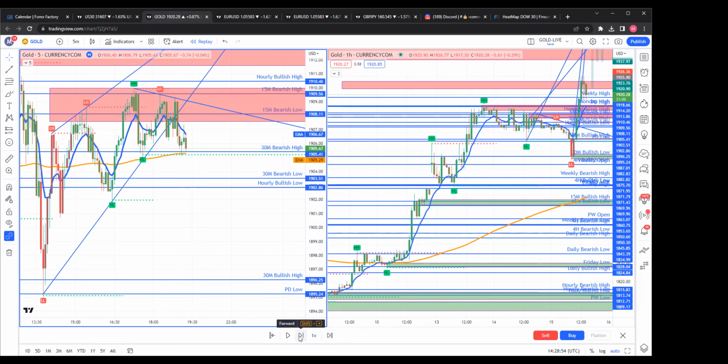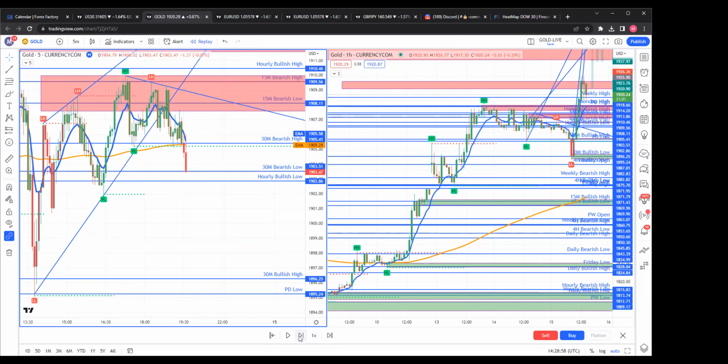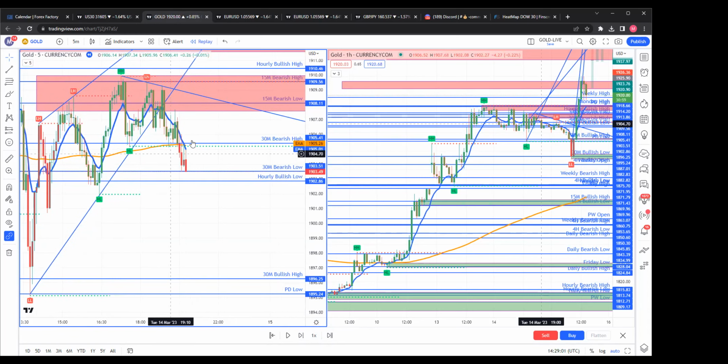Now, let's see. Okay, here's the other thing. Look at this. What do we call this? We call this a death cross. This is when the 9 EMA and the 200 EMA. Actually, let me go back a little bit.